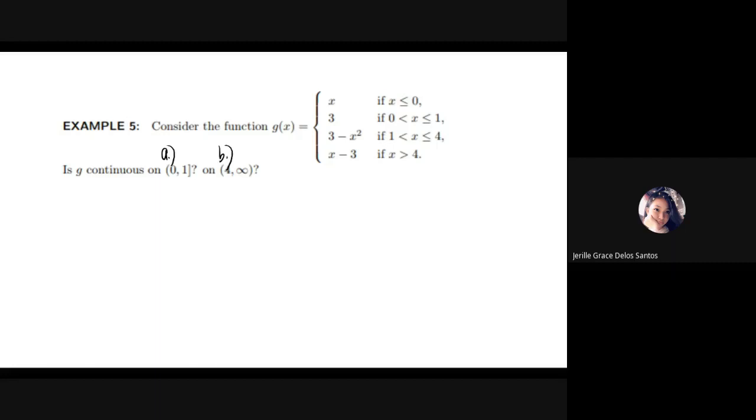When the interval is at [0, 1), which of the functions here is it? Is it 3? Is it 3 minus x squared? Or is it x minus 3? When the interval is 4 to positive infinity, what function are you going to take? Is it x? Is it 3? Is it 3 minus x squared? Or is it x minus 3? Because here are the intervals.